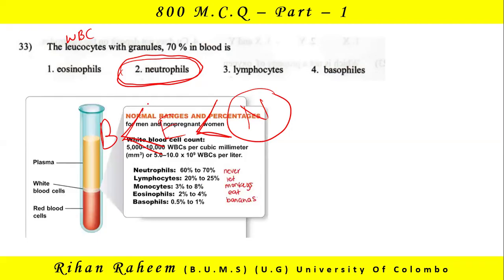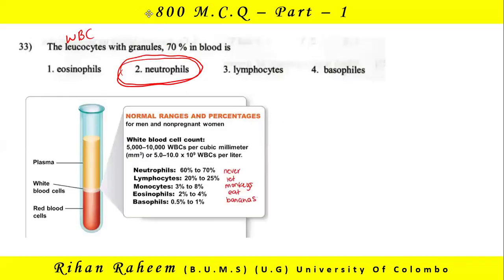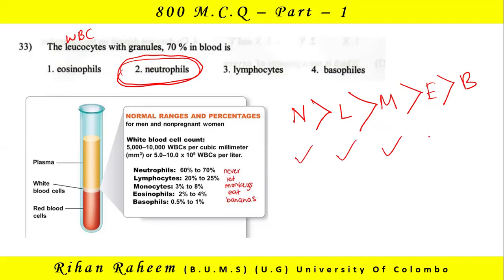Question number 34. Here they have given the ranges also. So if you want, you can take a screenshot. They won't ask you the percentages. You should know who's highest, who's lowest, that is better. Here you can see neutrophil will be at the top. We just saw the BEN. If you look at M and L also, N is the highest, then L, then M, then E, then B. And they have given a short form to remember that: Never let monkeys eat bananas. Are you clear about it? I think I didn't give this in the theory class. So here you all can get an idea about it.